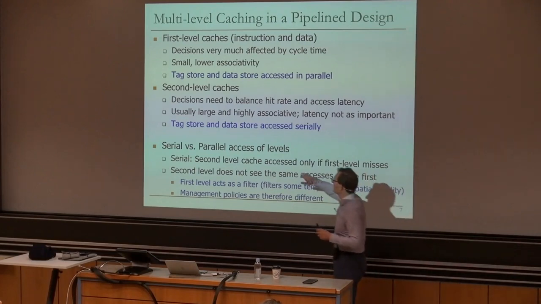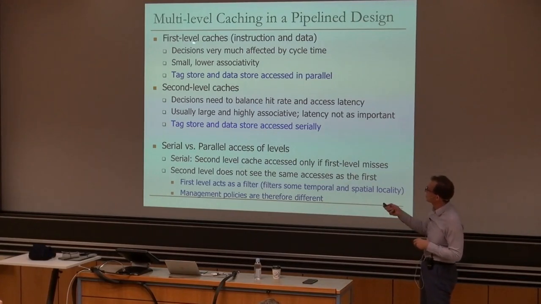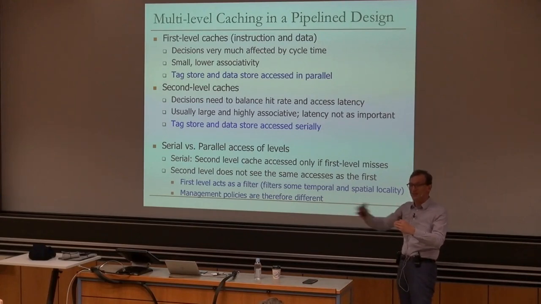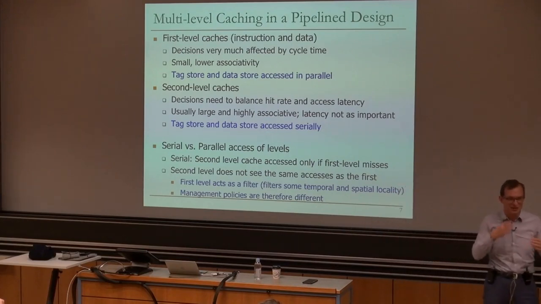Now, you can also do a parallel access of levels. That's not done as much because now, what does that mean? That means whenever you start, let's say, a first level cache access, you also send a request to the second level. If you miss in the first level, this means that you'll get the second level access started much earlier than you would otherwise if you were doing serial access, right? So that's the advantage. Basically, you're hedging your bets.